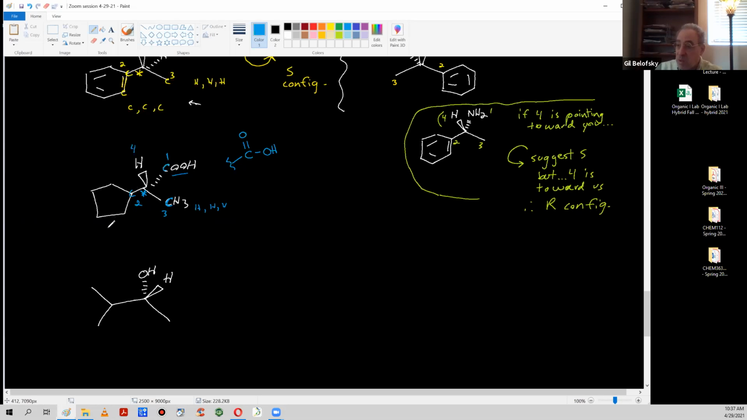Technically, this carbon is attached to carbon, carbon, hydrogen, because there's an implied hydrogen there. So 1 to 2 to 3, as we're looking at it, is counterclockwise. But this suggests S, but 4 is toward us, therefore it's R configuration.